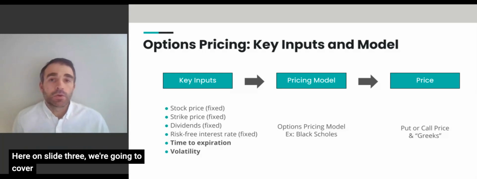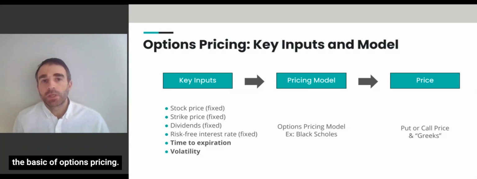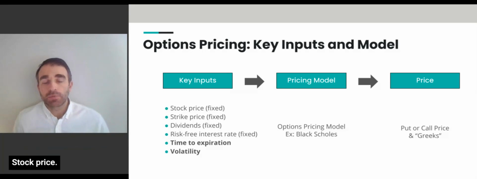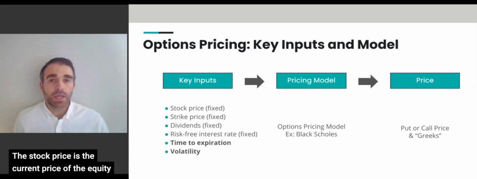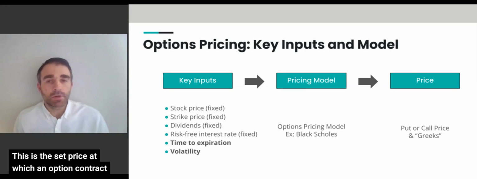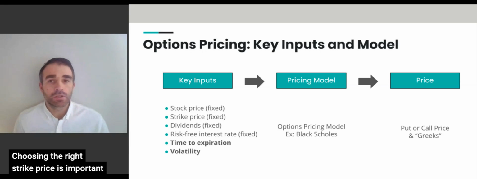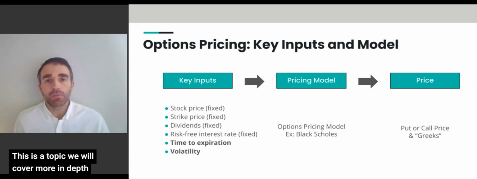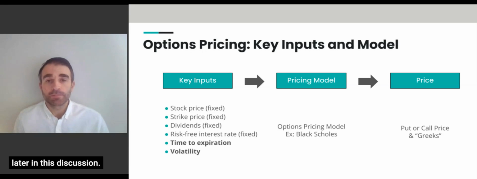Here on slide 3 we're going to cover the basics of options pricing. Using plain English, let's start by understanding the following terms. Stock price. The stock price is the current price of the equity for a company at a specific time. Strike price. This is the set price at which an option contract can be bought or sold when it is exercised. Choosing the right strike price is important when establishing an options position. This is a topic we will cover more in depth later in this discussion.